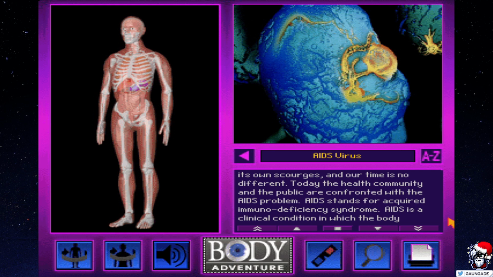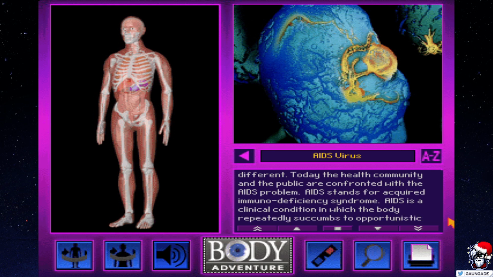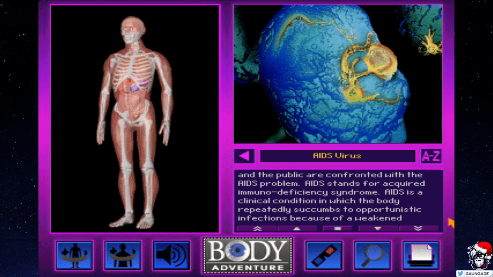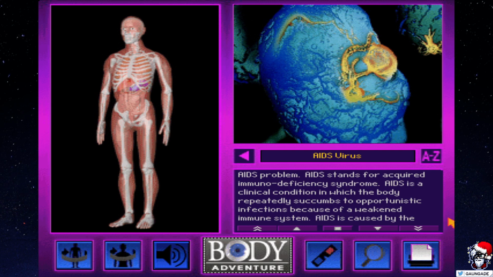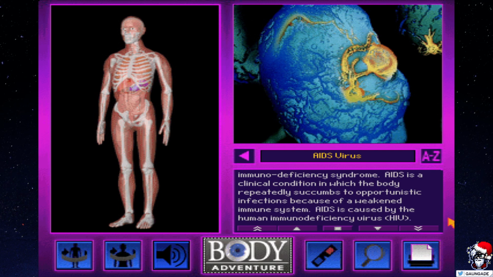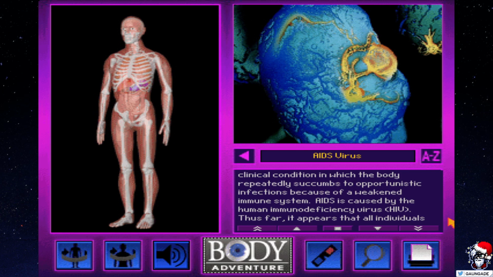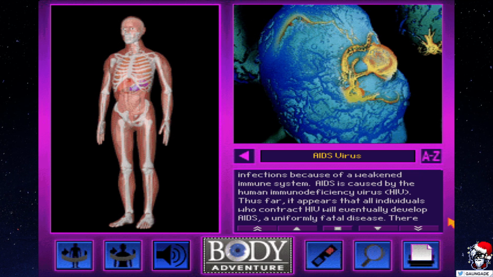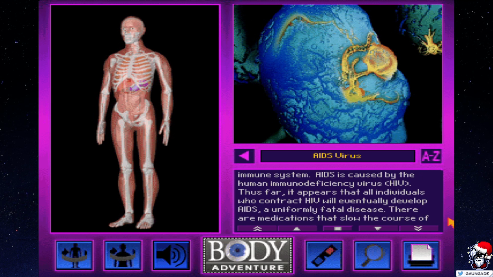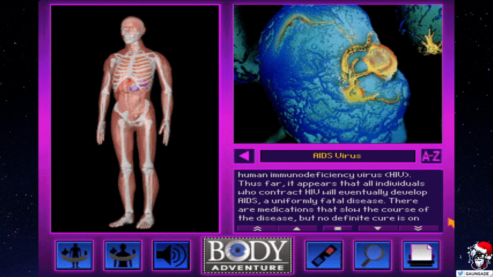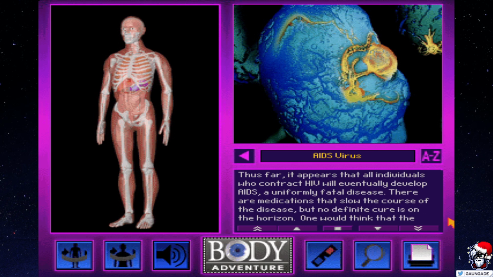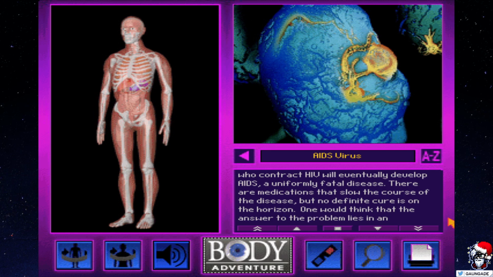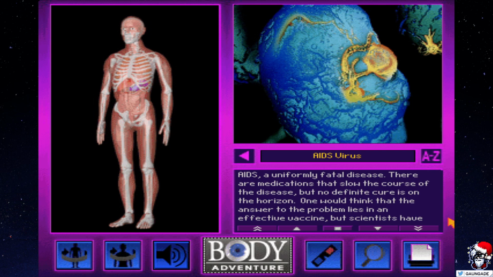AIDS stands for Acquired Immunodeficiency Syndrome. AIDS is a clinical condition in which the body repeatedly succumbs to opportunistic infections because of a weakened immune system. AIDS is caused by the human immunodeficiency virus, HIV. Thus far, it appears that all individuals who contract HIV will eventually develop AIDS, a uniformly fatal disease. There are medications that slow the course of the disease, but no definite cure is on the horizon.